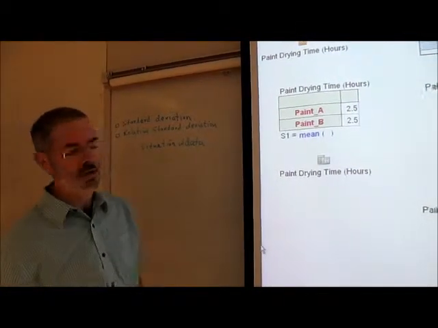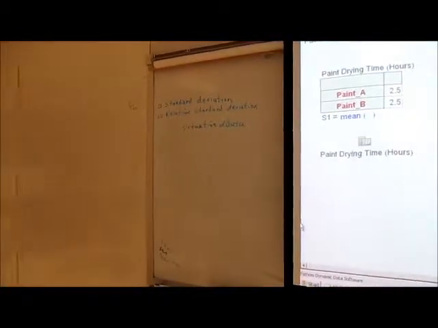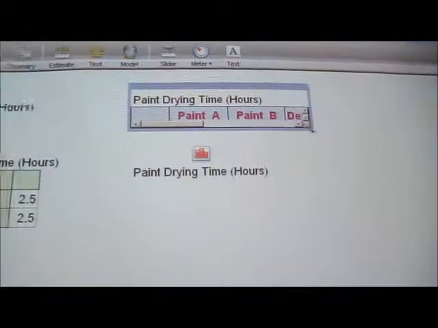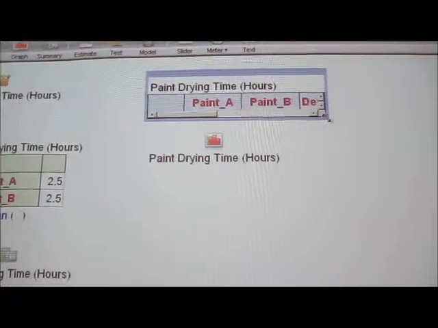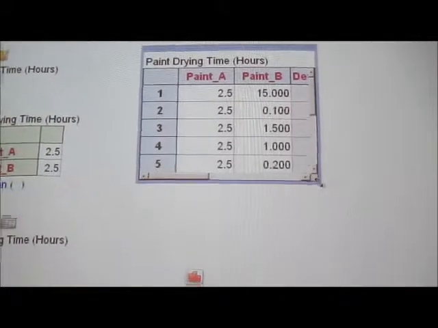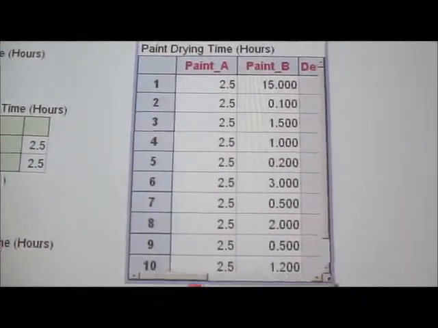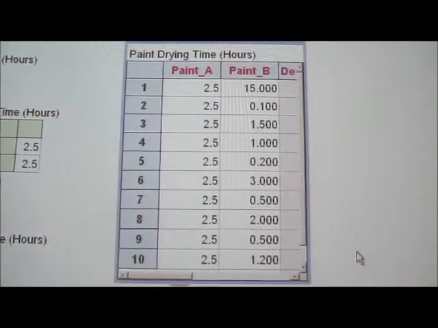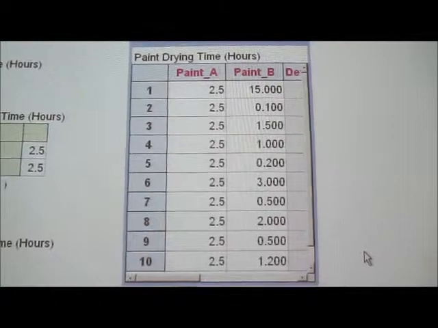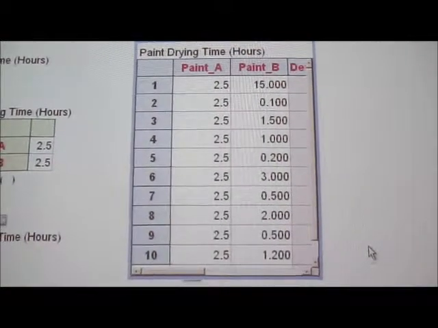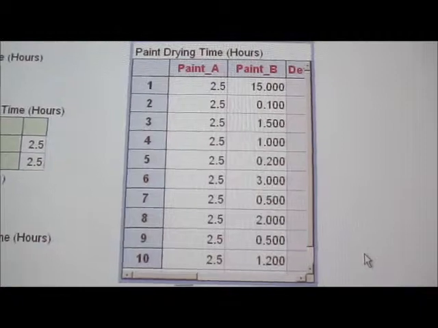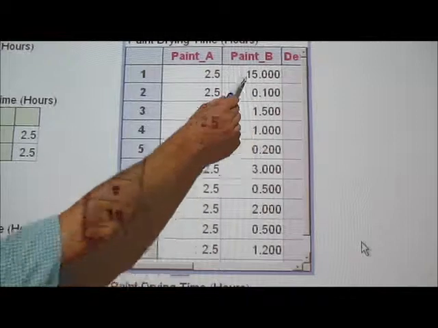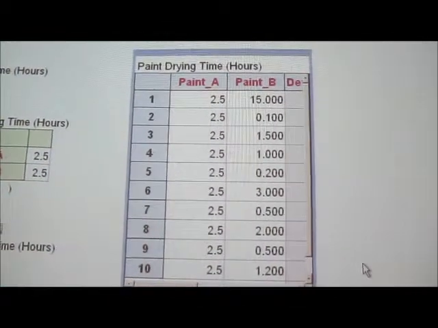And as you'll see when we look at the data, if you told your boss paint B, she's probably going to be very unhappy. Because if we look at our sample data from each of the paint varieties, we can see that paint A, every single sample of the 10 samples was dried in 2.5 hours. But look at paint B. A large variety of dry times, all the way from 1/10 of an hour at the minimum to a maximum of 15 hours to dry paint B.